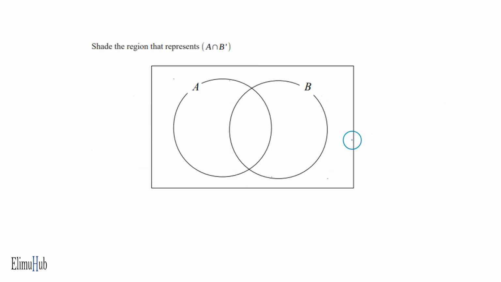And the last one, shade the region that represents A intersection B complement. So what does that mean? Well, anything that's in A but is not allowed to be in B. So A is allowed but B is not allowed, which means it is just that area here.